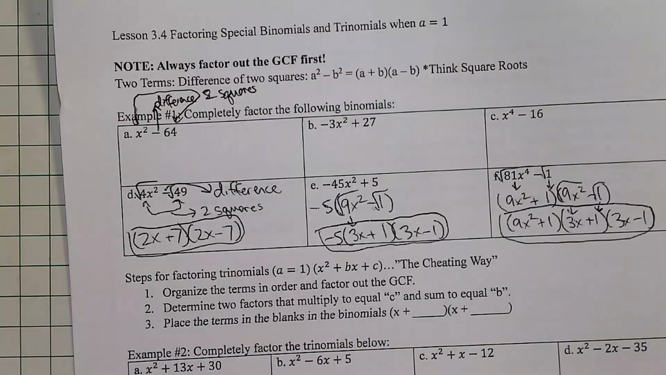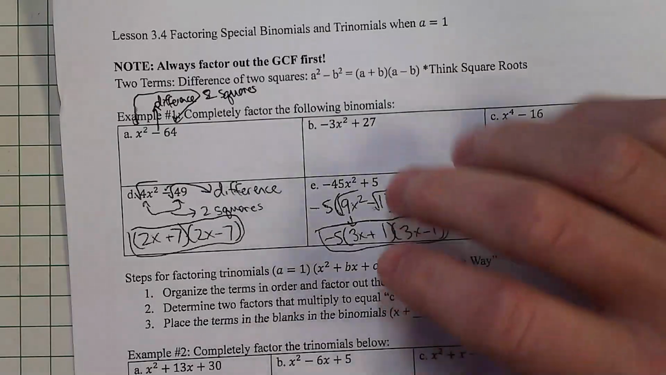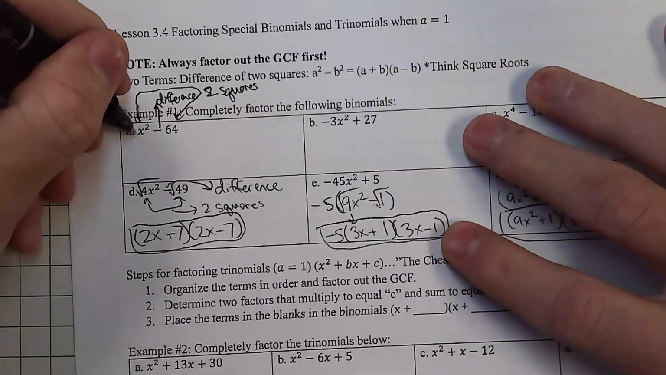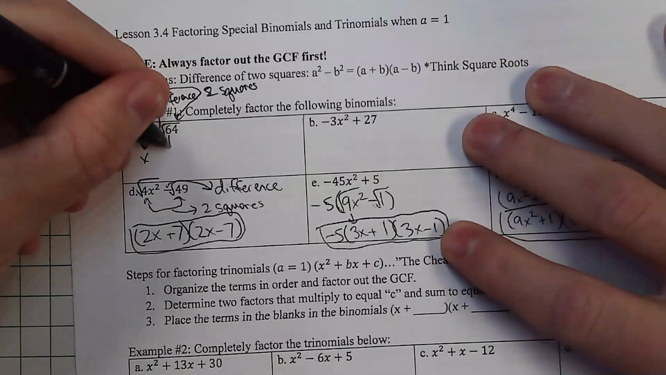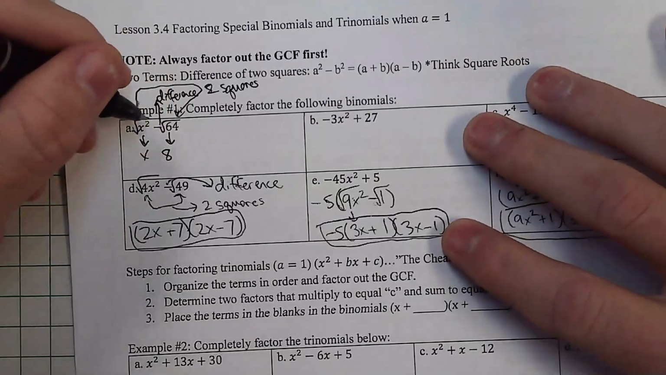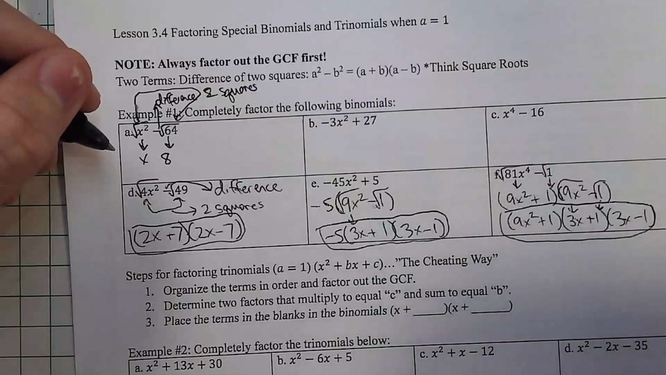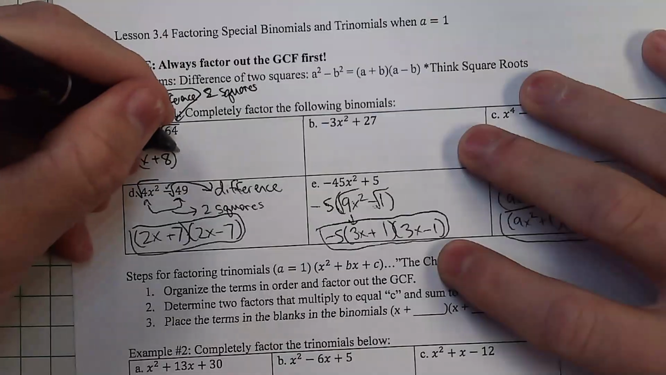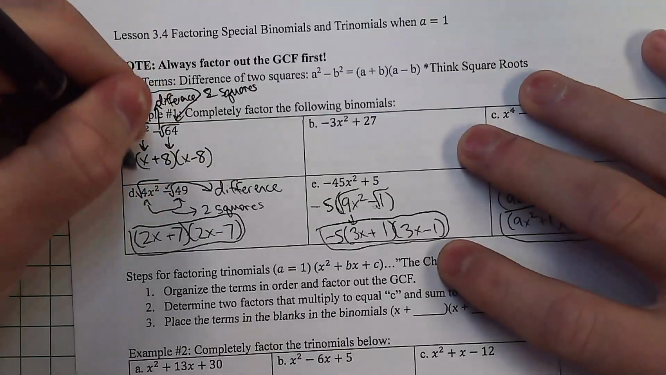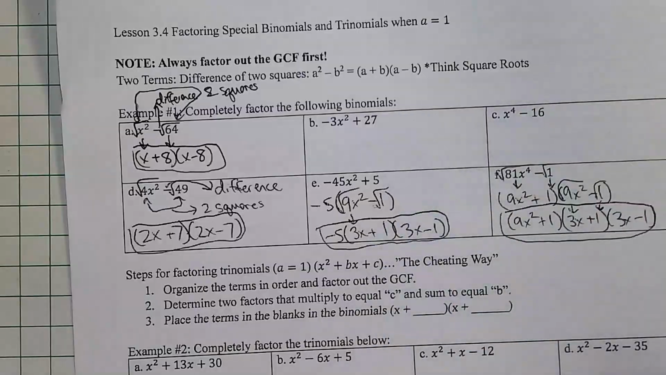Okay? Here's what you're going to do. You're going to take the square root of each piece. What's the square root of x squared? x. What's the square root of 64? 8. So x and 8. And what you're going to do is add those quantities, put parentheses around it, and subtract those quantities, and that will be your answer. Okay? So that's your answer. You might have to play some hypothetical games here.